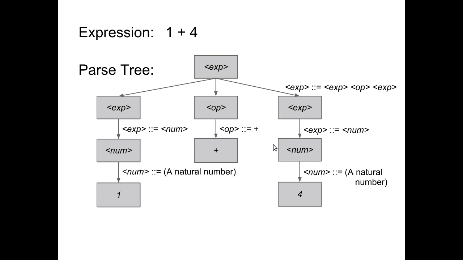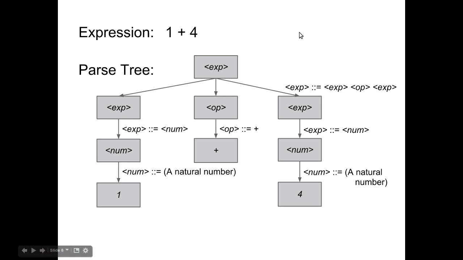We can also do the same thing with more complicated expressions. For example, if we take this expression 1 plus 4, we can see that 1 is a number is an expression. On the other side, 4 is a number, and a number is an expression. And in the middle, plus is an operator.